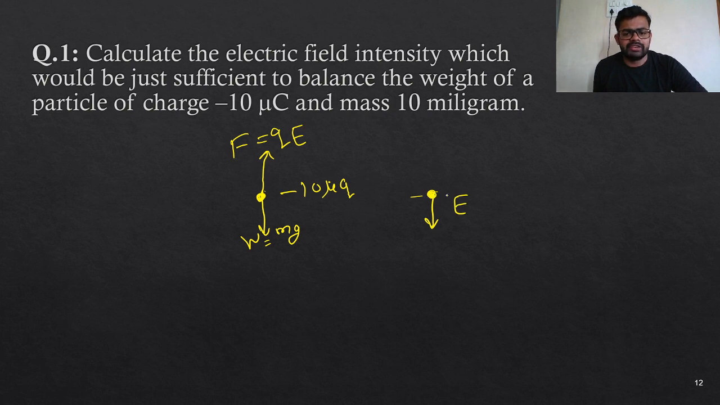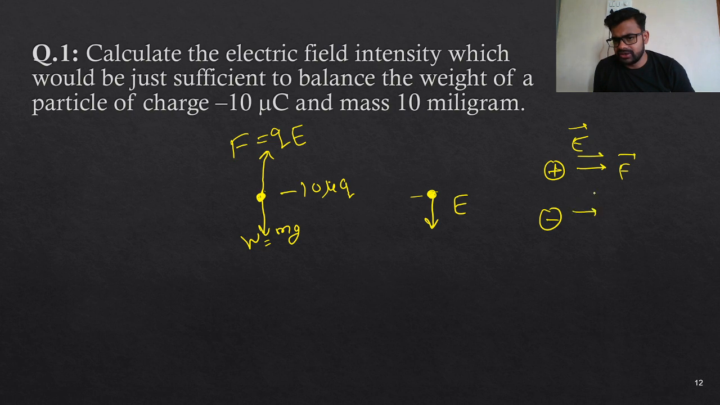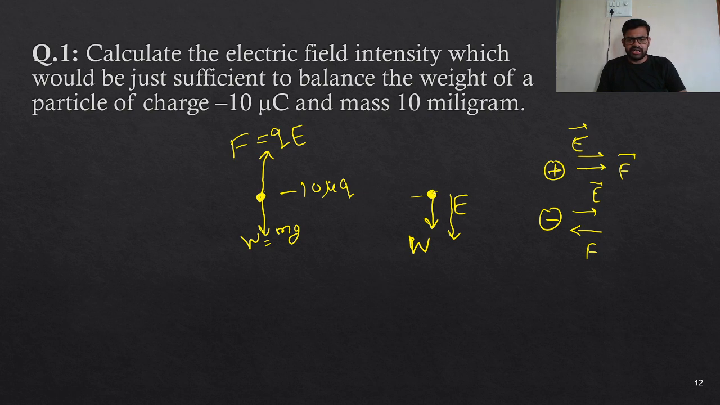Why? If the electric field is in the downward direction, a negative charge will experience force opposite to the electric field, and a positive charge will face the force in the same direction as the electric field. Like, if this is a positive charge and the electric field is in this direction, the force will be in this direction. If this is a negative charge and the electric field is in this direction, then the force will be in the opposite direction. So that's why I am saying if the electric field is in the downward direction, this is weight, and this is a negative charge, it will experience a force F is equal to QE in the upward direction.